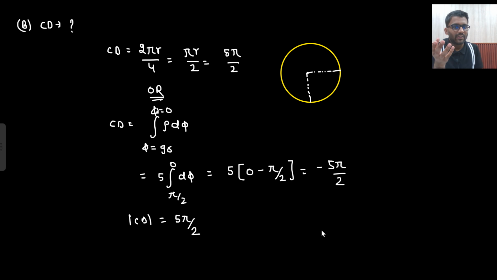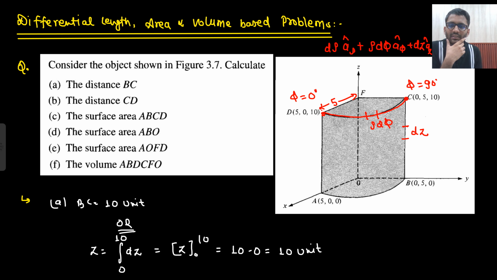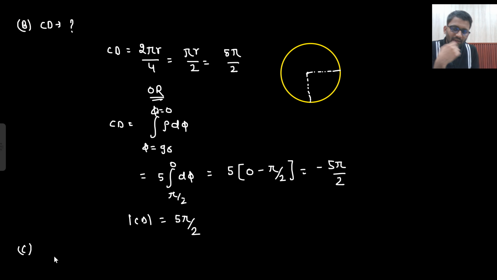So by geometry everyone can solve, but this is important. This concept will be used when we study line integration. So you need to tell how much small length I am taking. Okay, let's find out the third thing. What is the third thing? Area of ABCD, the surface area ABCD.